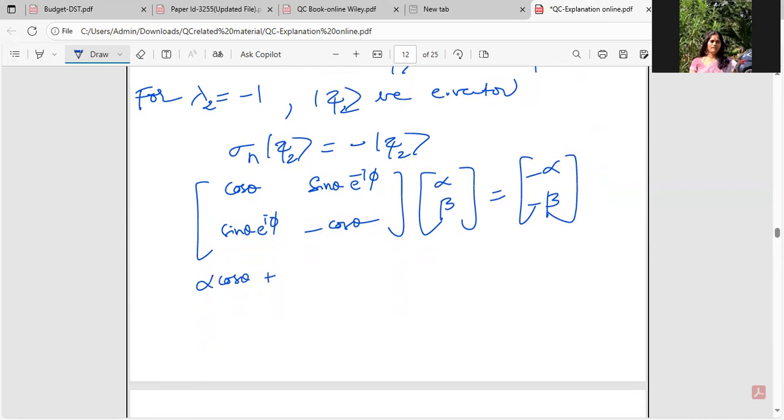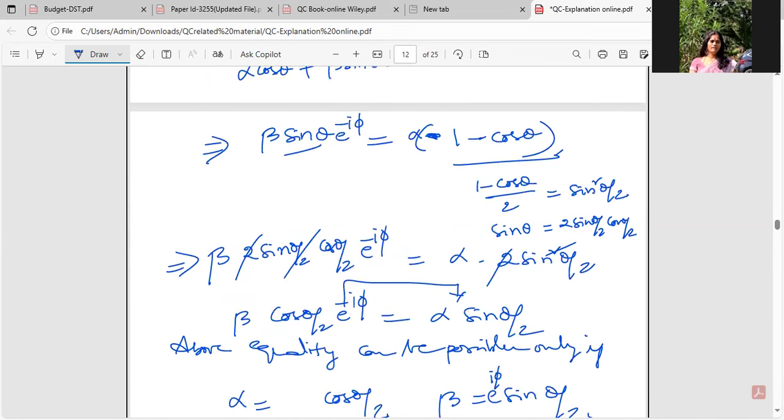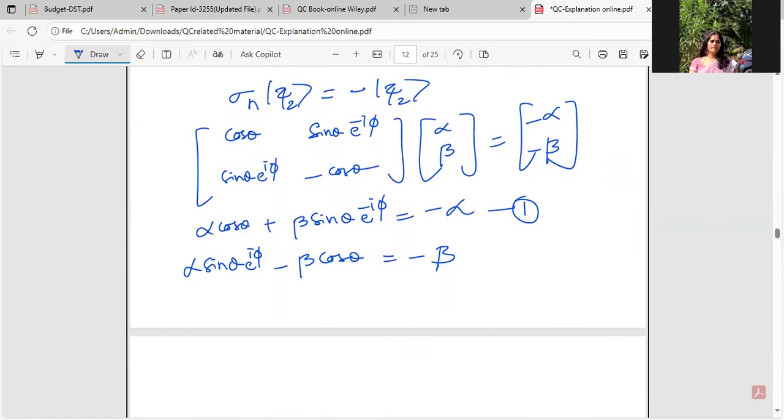Alpha cos theta plus beta sine theta e power minus i phi is equal to minus alpha. Alpha sine theta e power i phi minus beta cos theta is equal to minus beta. Okay. Now, if I solve the first equation, of course, here I've just skipped the second equation. But then solving one has given me both the values. I can substitute and recheck whether they are satisfying or not. Any one equation we can take and finally get the answer.